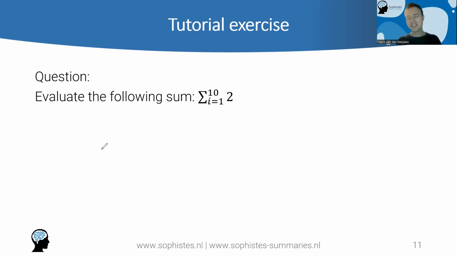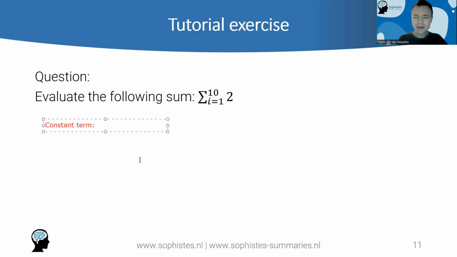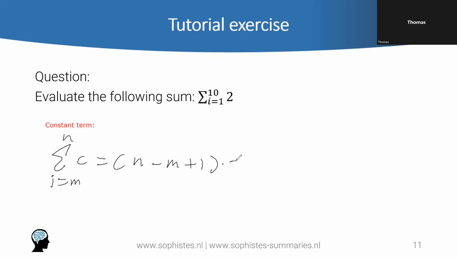You could use homogeneity, but actually here you should recognize that you have to apply the constant term property. The constant term property. Do you remember that one? So that was, if you have this structure, i equals m, all the way up to n, and you have a constant, then you can write it down like n minus m plus 1 times. Do you remember times what? Times c, yeah, and that's the 2 in this case.